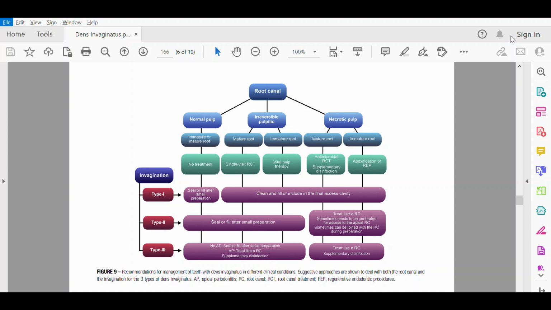In a normal pulp, for both mature or immature roots, there is no treatment. In irreversible pulpitis with a mature root, single-visit root canal treatment is needed, and with an immature root, vital pulp therapy is required. In a necrotic pulp with a mature root, antimicrobial root canal treatment is required, supplemented with disinfection by intracanal medicament with calcium hydroxide. For an immature root, apexification or a regenerative endodontic procedure is required.